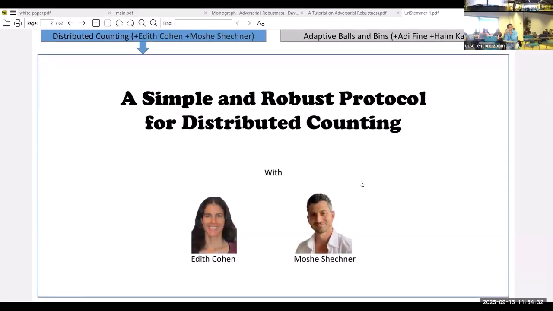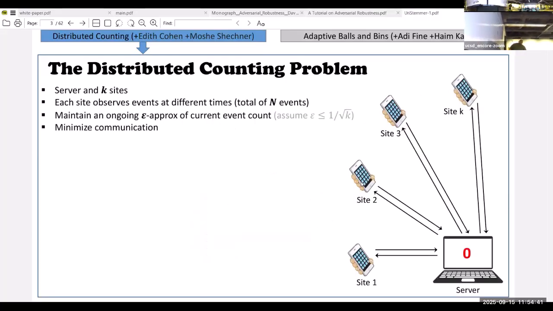Okay, so the first result is about a problem called distributed counting. It's joint work with our joint student, Moshe Shechner. So what is distributed counting? In this problem, we have a server and we have k sites. Throughout the execution, at every timestamp, a different site gets an event. And the goal of the server is to continuously track or approximate the total number of events that have occurred till now.